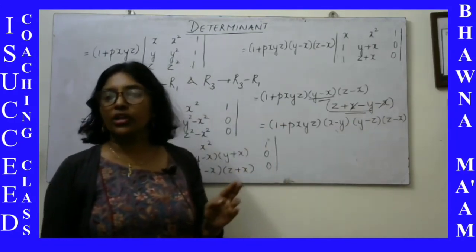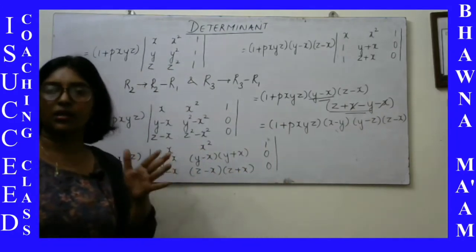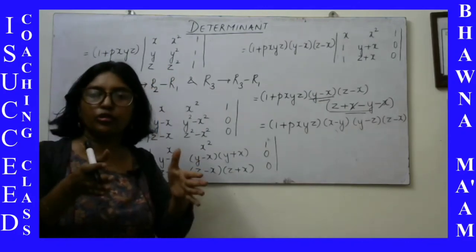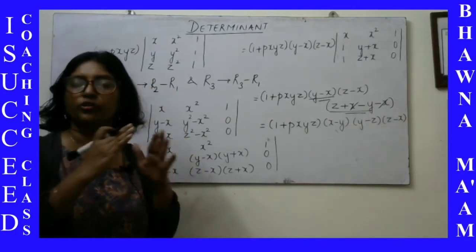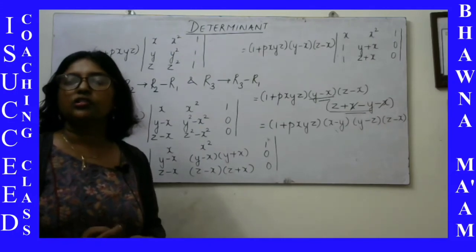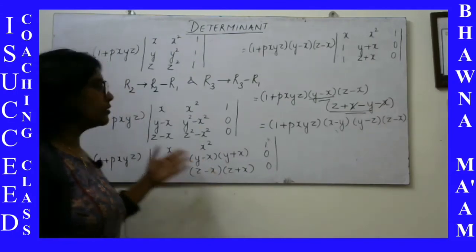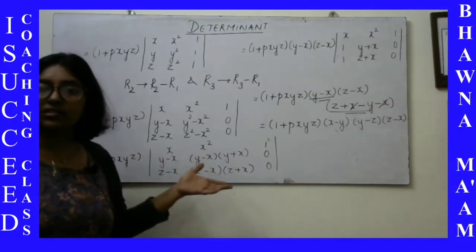Whenever we have a sum of two terms in one full column or one full row, what you can do is just split the determinant so that we can simplify it. It would become easier to solve.